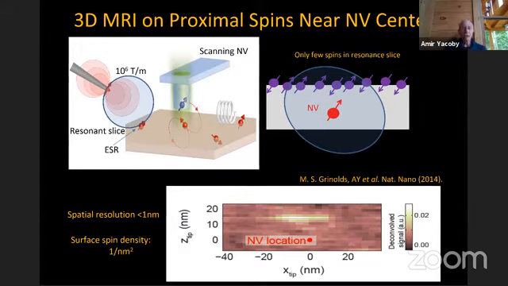But for the purpose of this talk, we are interested in strongly interacting spins. These are these magnetic waves, magnons. And for that, our spatial resolution is going to be dictated by the distance to the NV center.